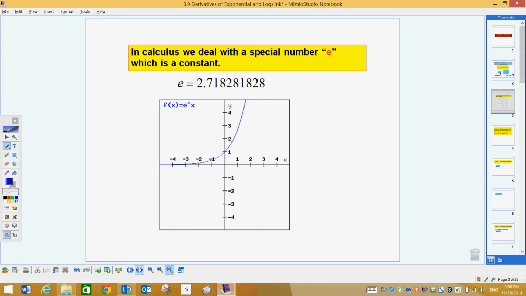In calculus, we also deal with a special number called e. It's a constant, and e is defined as 2.71828, etc. And the graph of e is shown for you. This graph also represents the graph of any increasing exponential function. So whether the base is 2, 3, the graph will be very similar. Just the steepness of how much it increases will change with the difference in the base.